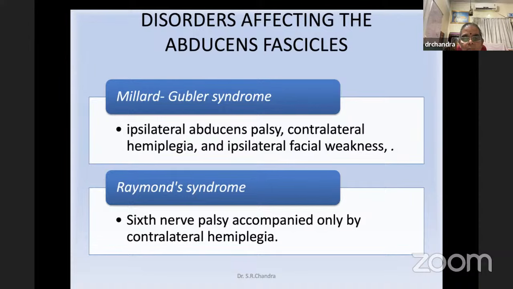Raymond syndrome is sixth nerve palsy combined only with contralateral hemiplegia, not the seventh nerve. Seventh is not there, only sixth. That is called Raymond syndrome.